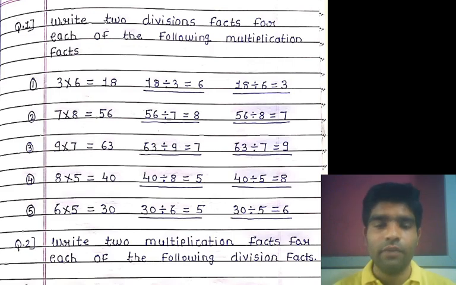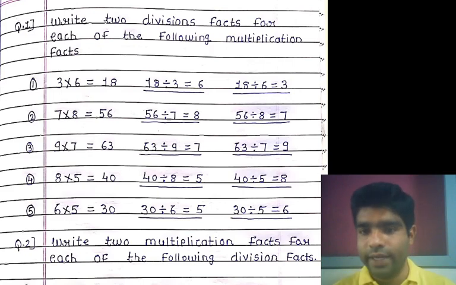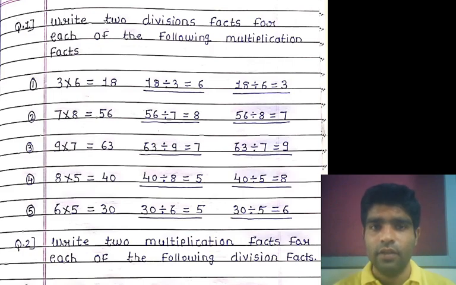Okay. Now we start from the first example. What is the first example? Here it will be 3 multiplied by 6 is equal to 18. It means we have to find out the division fact. How can we solve the division fact? It means that it will be 18 divided by 3, because 3 sixes are 18, is equal to what? 6 is the first division fact.